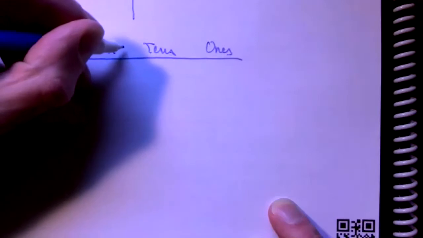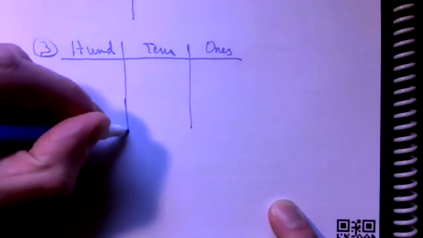Okay, let's go to a third level of difficulty. We got hundreds, we got tens, we got ones.